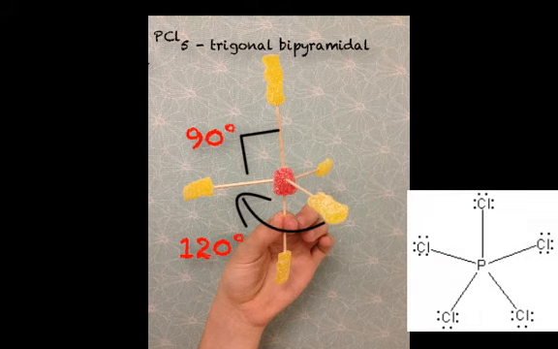This is PCl5. Its electron domain geometry is trigonal bipyramidal, which means it has angle measures of 90 degrees on its axis and 120 degrees around its equator. Don't worry about hybridization for trigonal bipyramidal molecules. Scientists haven't quite figured it out yet.